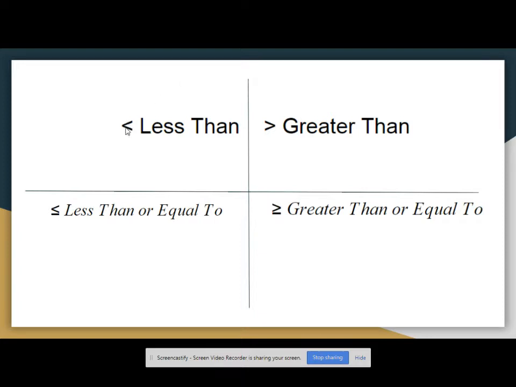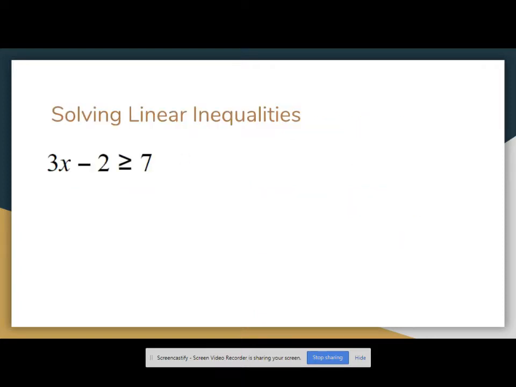That symbol points at the smaller number. It eats the bigger number. However you want to try and remember which way that sign is pointing, make sure that you keep that straight. Don't worry about those yet.